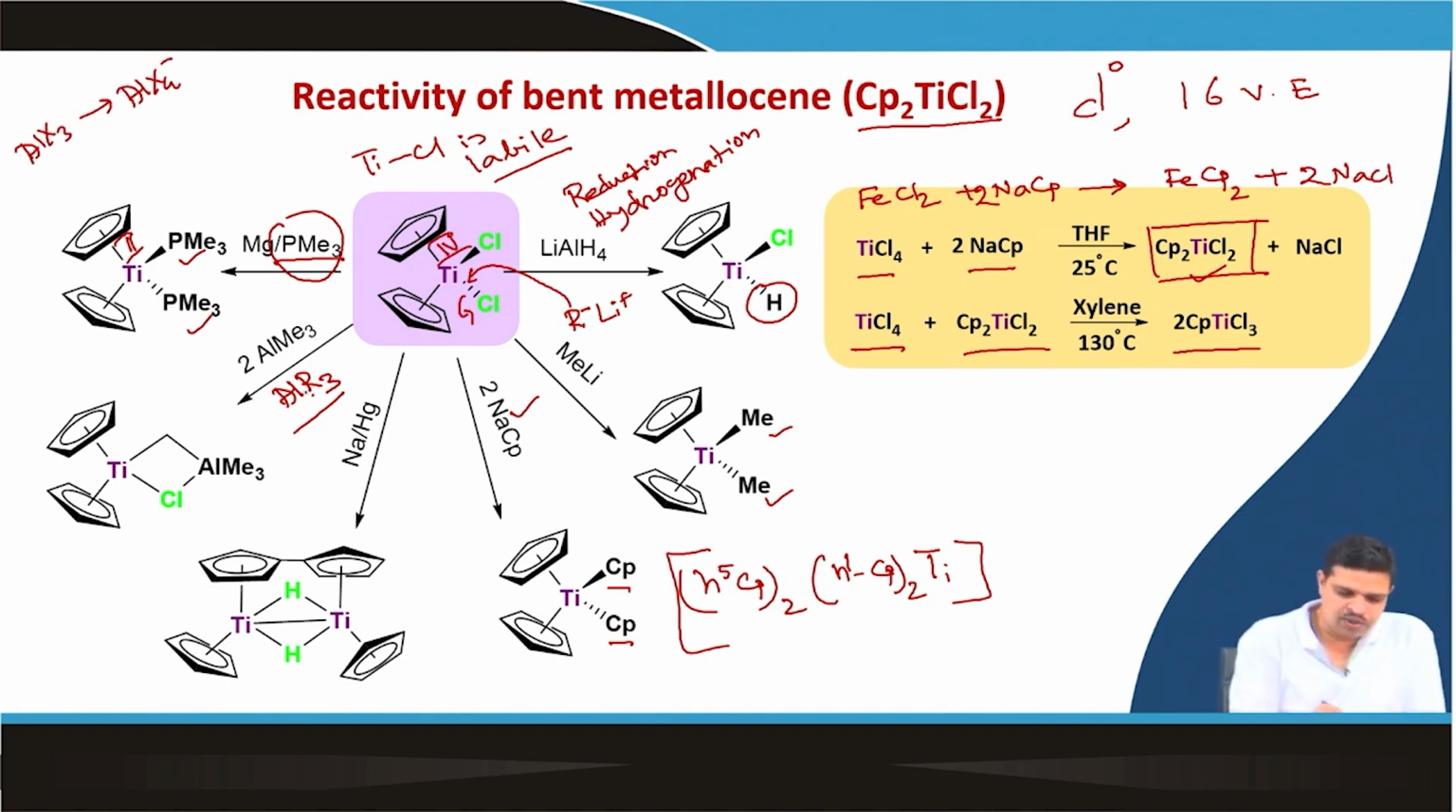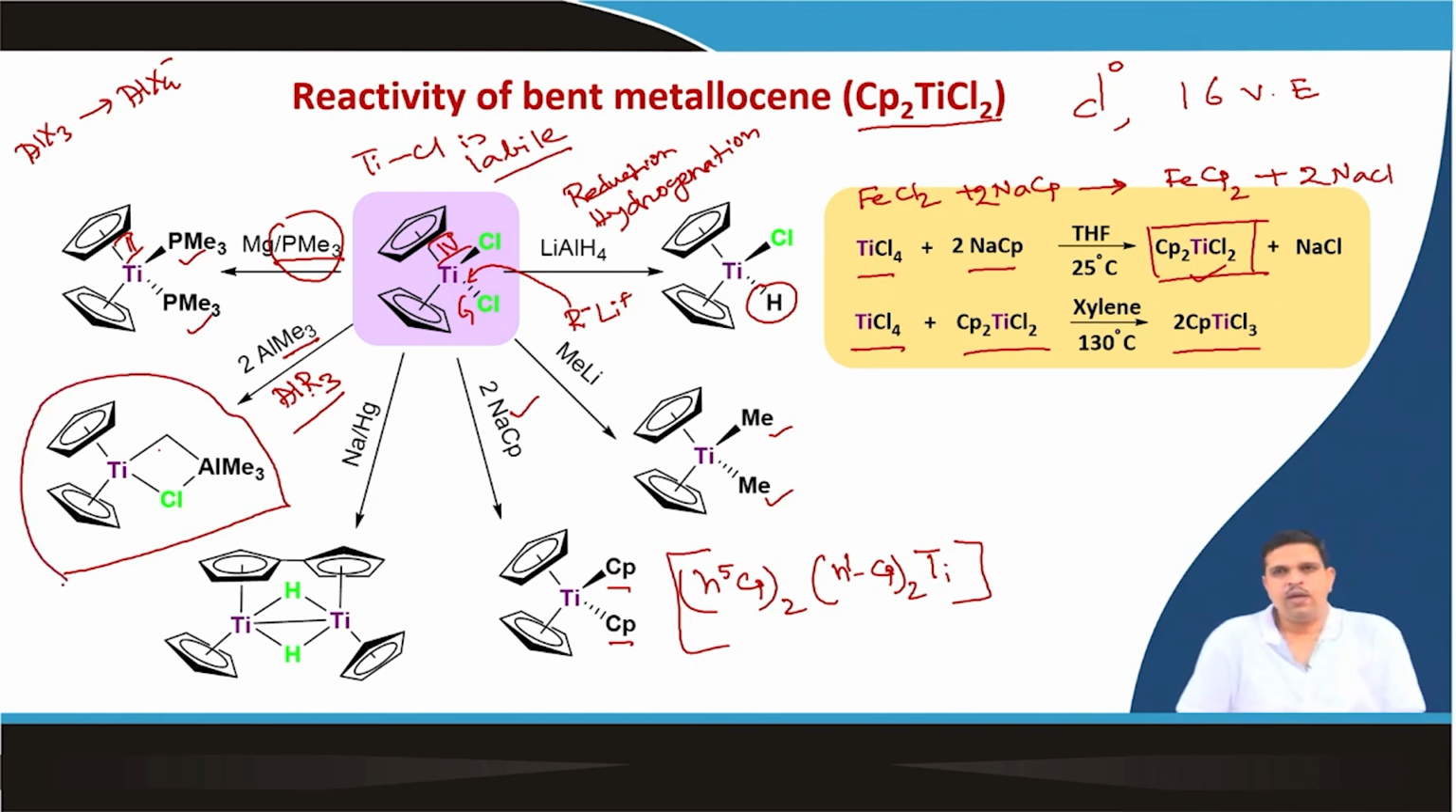So here you see that the CH2 group, the methyl group, is inserted here and forms that compound with the alkylated aluminum. So you can functionalize your bent titanium metallocenes according to use and your applications, and it's quite straightforward.